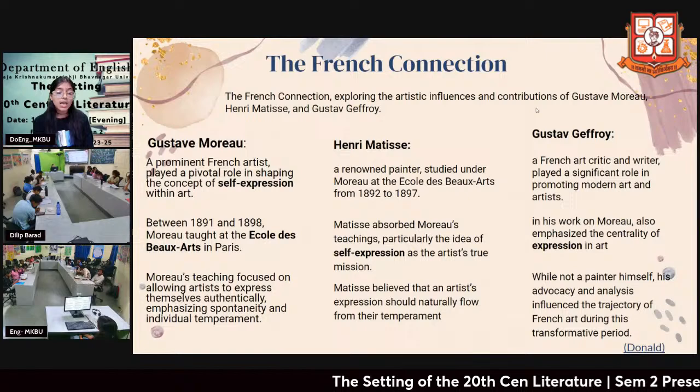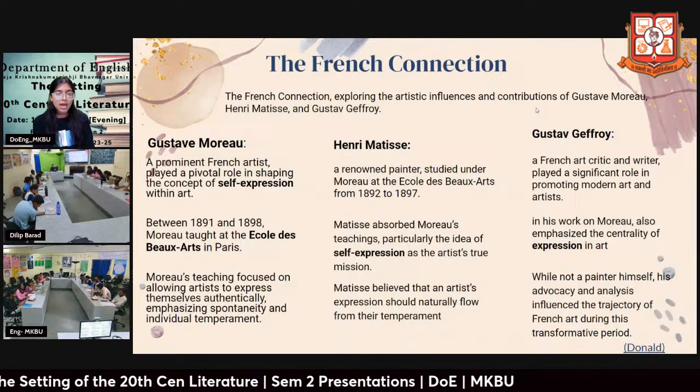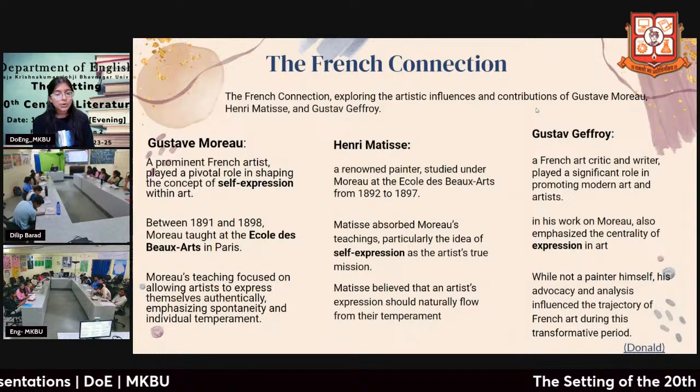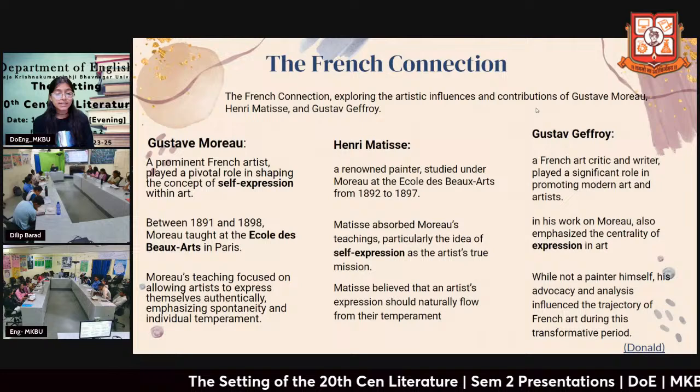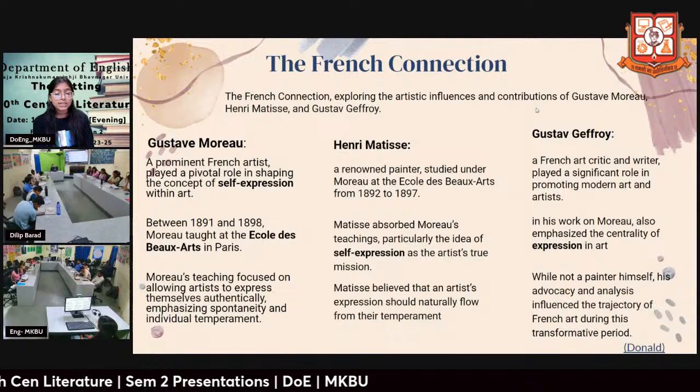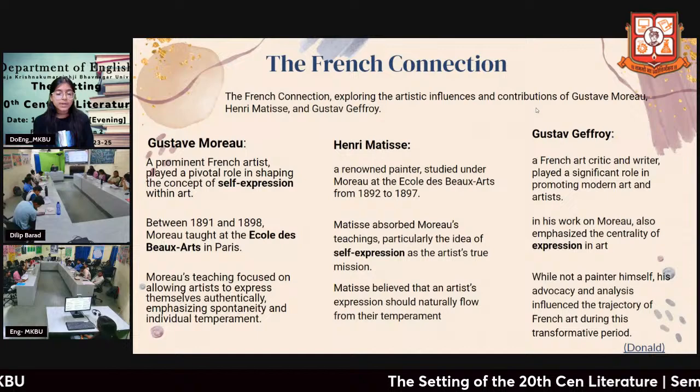with empathic spontaneity and individual temperament. Henri Matisse, a renowned painter, studied under Moreau at the École des Beaux-Arts from 1892 to 1897. Matisse absorbed Moreau's techniques, particularly the idea of self-expression as the artist's true mission. Matisse believed that an artist's expression should naturally flow from their temperament.